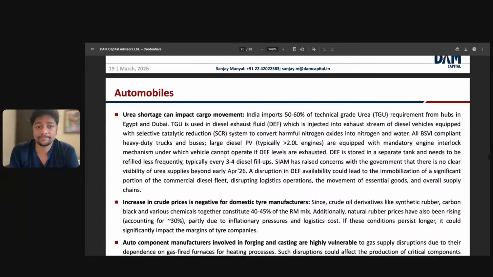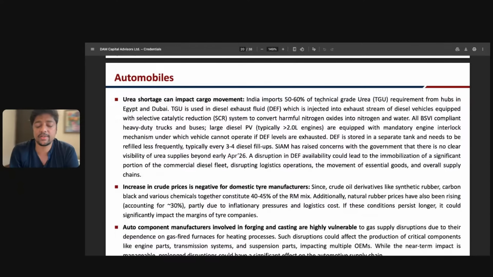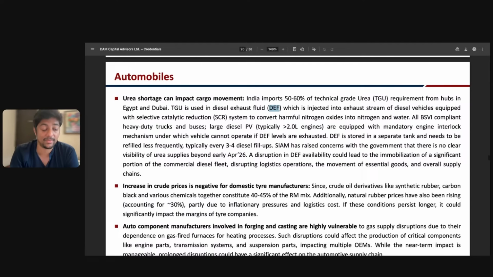Automobile sector: India imports 50 to 60% of technical grade urea, TGU, from Egypt and Dubai. Both are now going to get affected. It is used in diesel exhaust fluid, DEF, which is injected into the exhaust stream of diesel vehicles equipped with selective catalytic reduction. Okay. So this is going to become a problem. Your DEF that you have to put in your vehicle is going to become expensive.